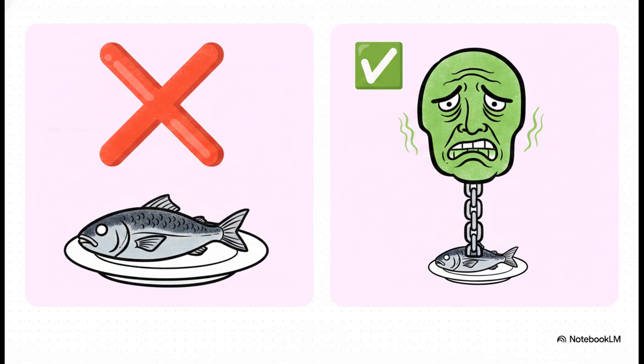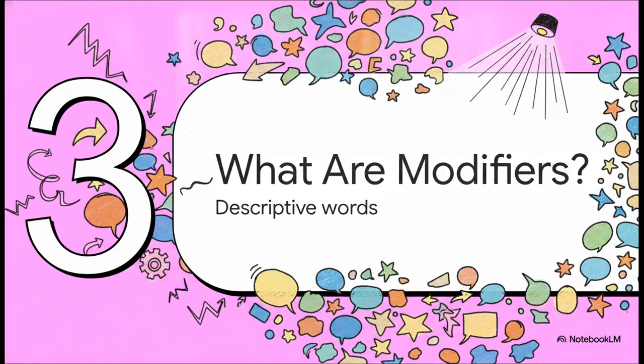I lost my appetite. Yeah, we can fix this by applying a dependent word to that first clause. Because the fish was served with its head still on, I lost my appetite. We basically just made that first thought dependent on the second, threw in a comma right after the dependent clause, and boom, beautifully fixed. Which brings us to part 3, what are modifiers?